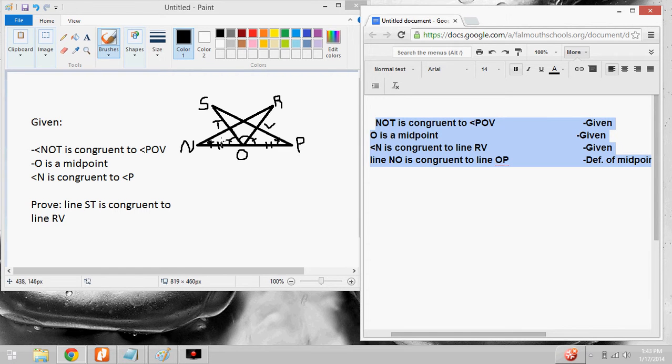So next we can say that triangle NTO, or triangle NOT, is congruent to triangle POV. We can say this because we already have 2 congruent angles and a congruent side for the 2 triangles. So we can say that their triangles are congruent because of ASA.